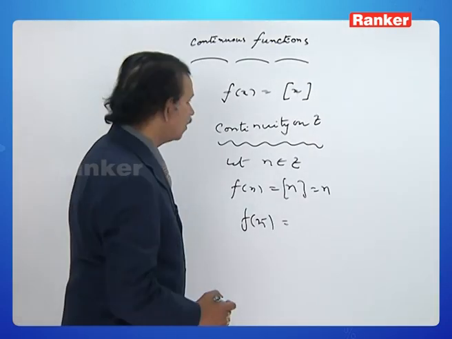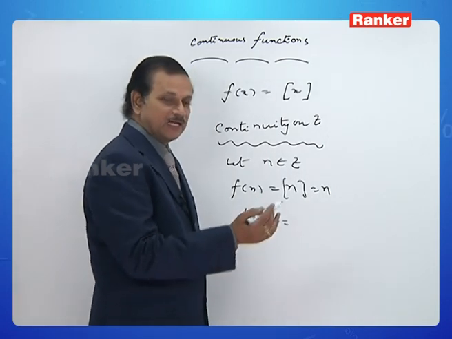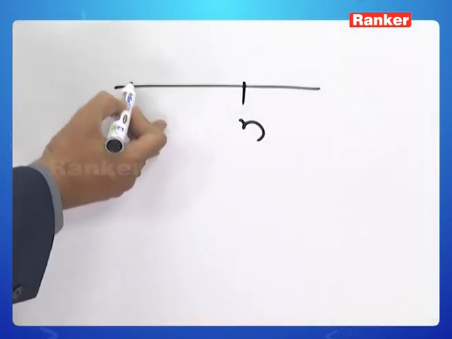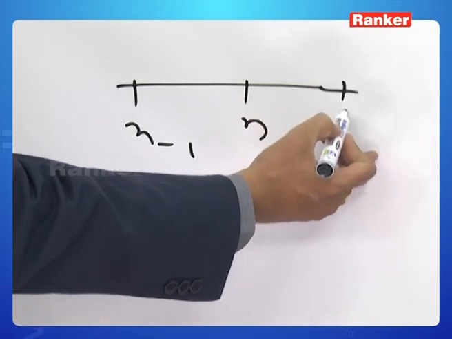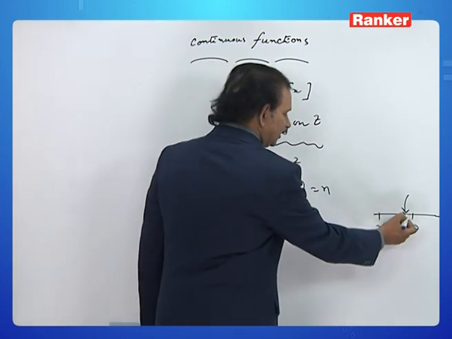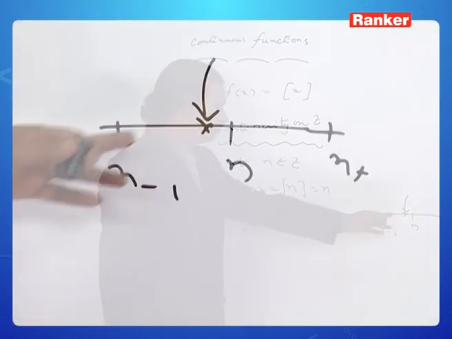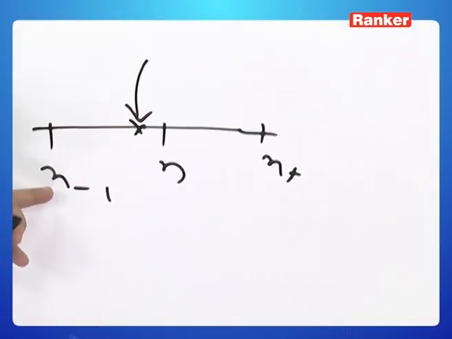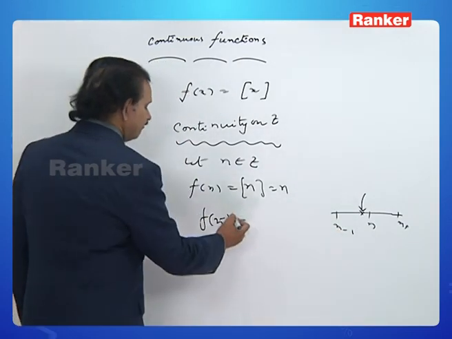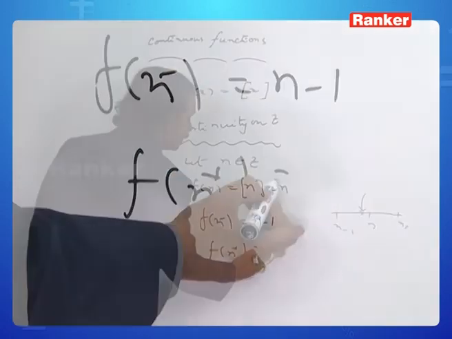As x tends to n from left, x is behind n. You observe the scene here: n minus 1, n, n plus 1. X lies here. At this juncture, x is n minus h or n minus something. Clearly, what is the integral part of x which lies here? It is n minus 1. Hence, f of n from left is n minus 1, whereas f of n from right is f of n.